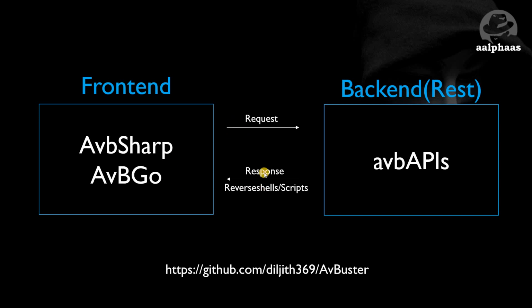Both these apps will send a REST API request to this backend API, AVB APIs, and in the response, it will have either the reverse shell binaries or the scripts, according to the user's choice from the front end, or what exactly the user wants as an output. Either a binary or a script that the user can use later to test against the anti-malware software or any systems in place.